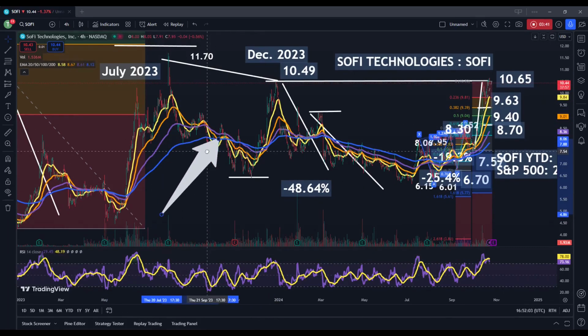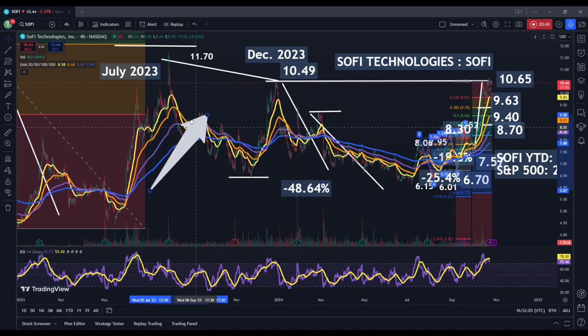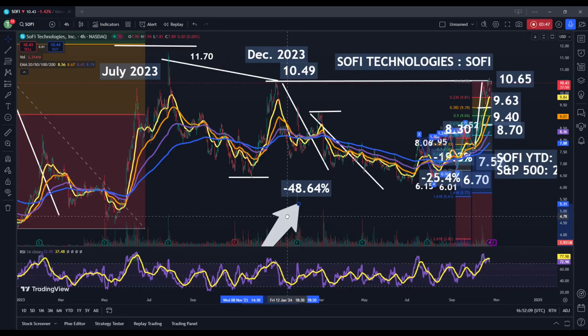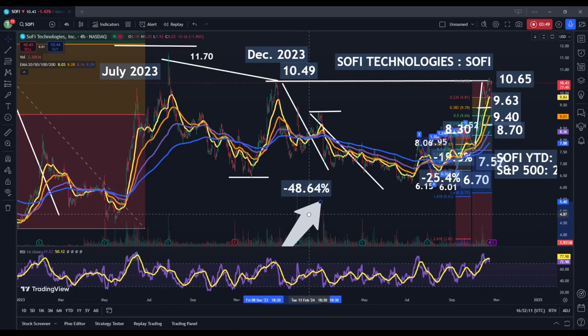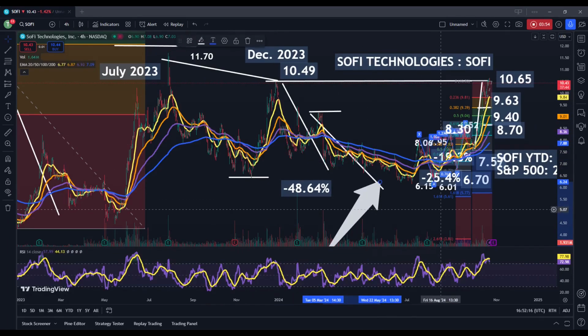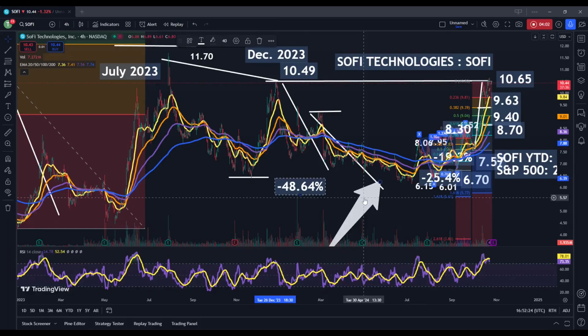And that says nothing of the fact that these declines from 1170 generated losses of more than 48.64%. It's a little bit above that area if we extend this price move to the lows that we're seeing just in August of this year. So this is not ancient history. This is a very short time ago. So this is a lot of price movement to the downside.